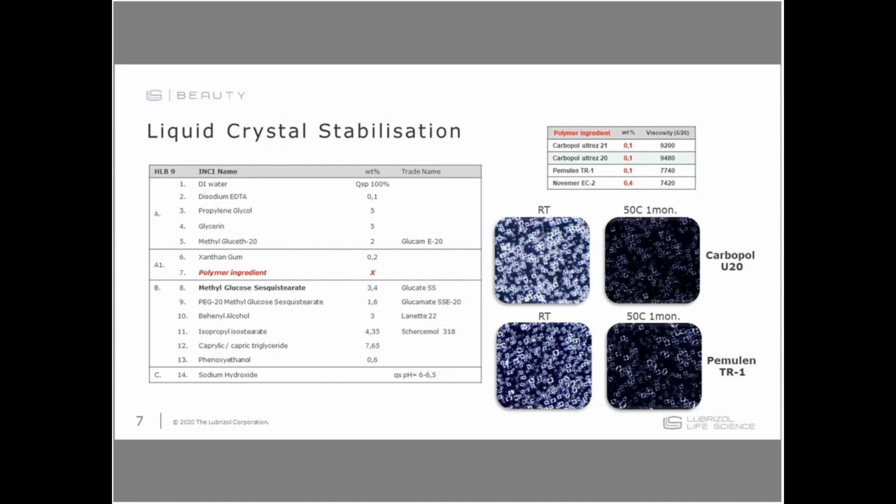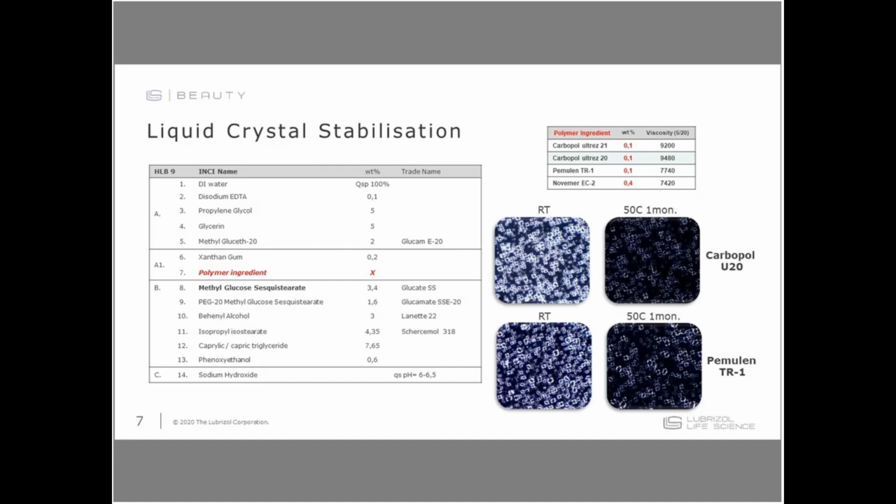Carbopol Ultrez 20 is the most compatible with Glucate SS and Glutamate SSE20 for the formation of liquid crystals, compared with the other Lubrizol polymers and also competitors' polymers. Pemulen TR1 also shows a good compatibility for the formation of liquid crystal and the shelf life. As you can see at room temperature, the microscope image shows many liquid crystal structures, and under accelerated stability at 50 degrees after 1 month, there is still the presence of liquid crystals.